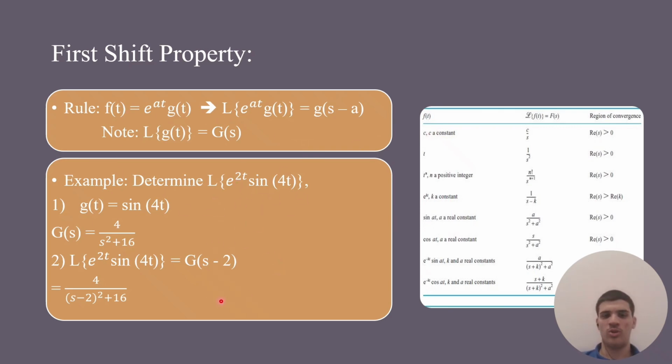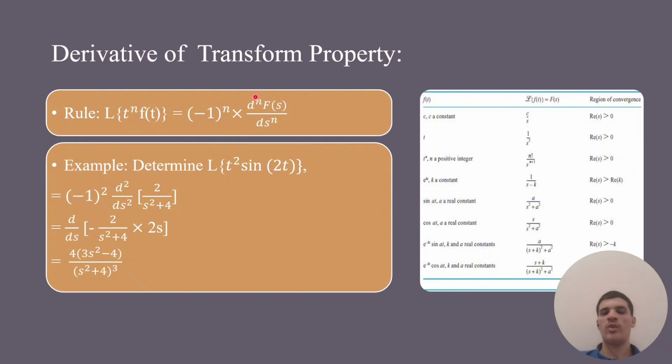And then you substitute the s minus 2 that we got instead of the s in the Laplace function that we already found. So in this case, our final answer for this example will be 4 over s minus 2 squared plus 16. Moving on to the final property.